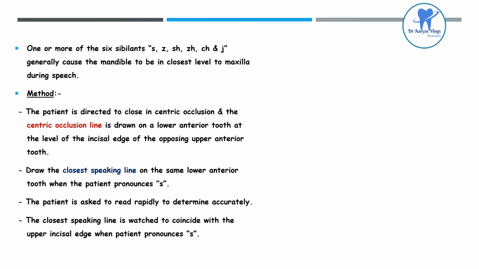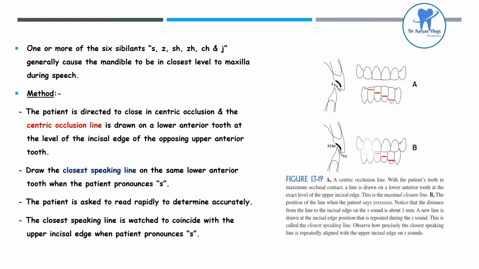And one or more of the 6 sibilants, that is S, Z, SH, ZH, CH and J, generally cause the mandible to be in closest level to the maxilla during speech. What is the method? The patient is directed to close in centric occlusion. And a centric occlusion line is drawn on a lower anterior tooth at the level of the incisal edge of the opposing upper anterior tooth. So here it is a centric occlusion line.